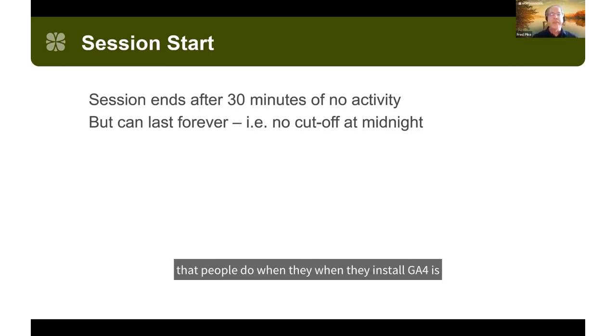So one of the first things that people do when they install GA4 is that they compare metrics from GA3 to GA4, and the sessions are often really off, particularly if it's a website where you have a lot of visitors throughout the day and the night. So you've got people who are crossing that midnight barrier. The sessions will look very, very different, and people think, is something broken? Well, it's not. It's a different definition of session.